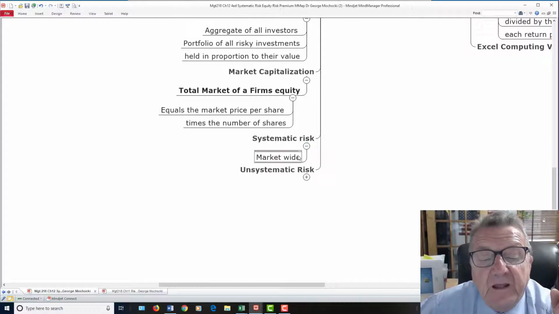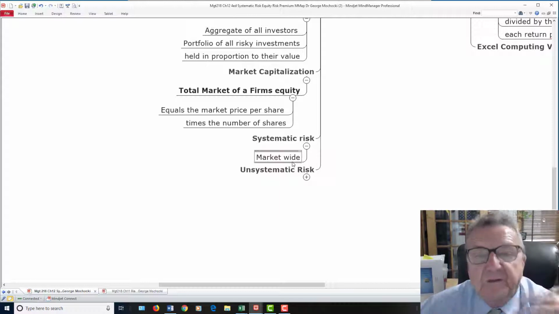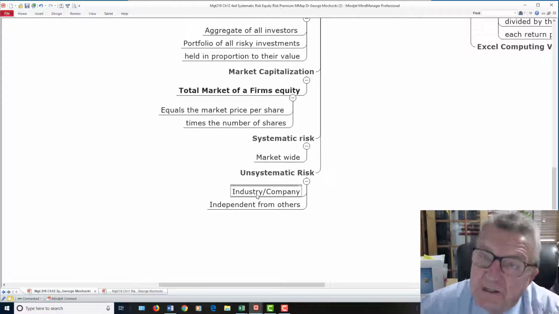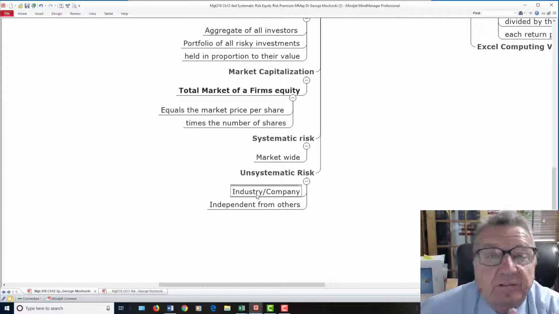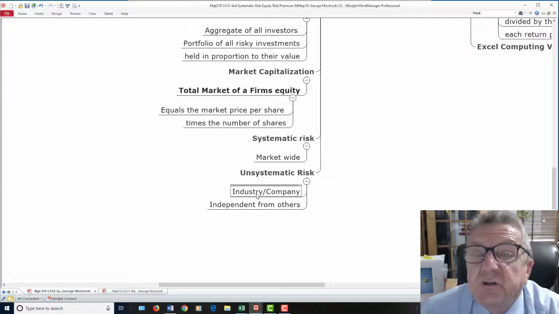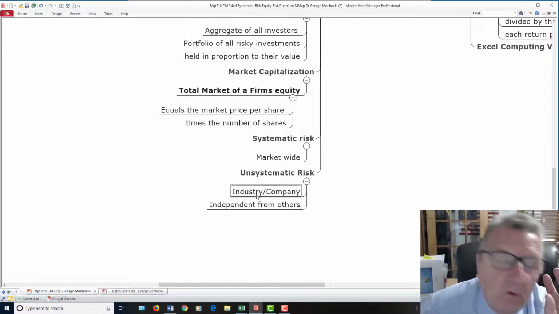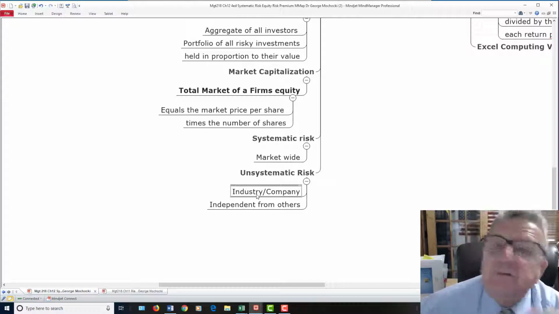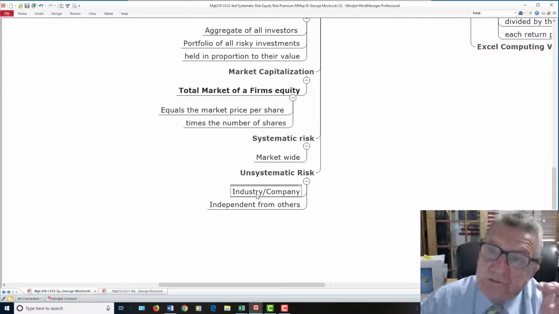Systematic risk is market wide. Everyone gets affected by that. Unsystematic risk is basically just by the company. Like I said, if the economy goes down, that's a risk for everyone. If there's inflation or a recession, a global recession, it affects everyone no matter what industry I am in. Oil, Coca-Cola, soft drinks, everything is affected. That's systematic. Unsystematic risk is basically my industry.